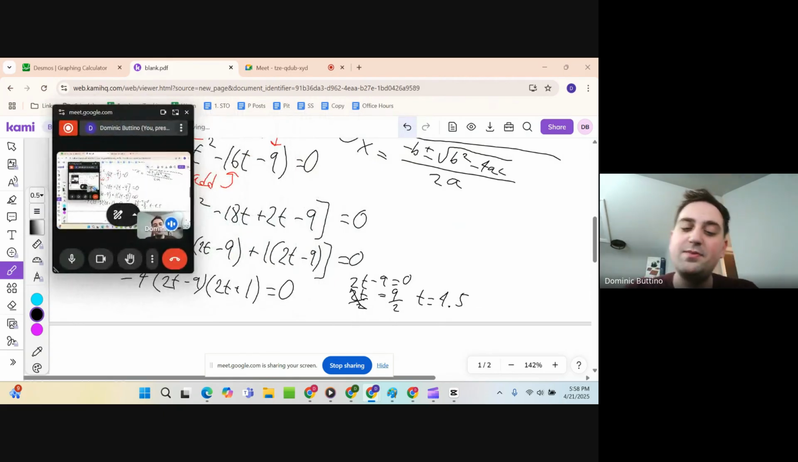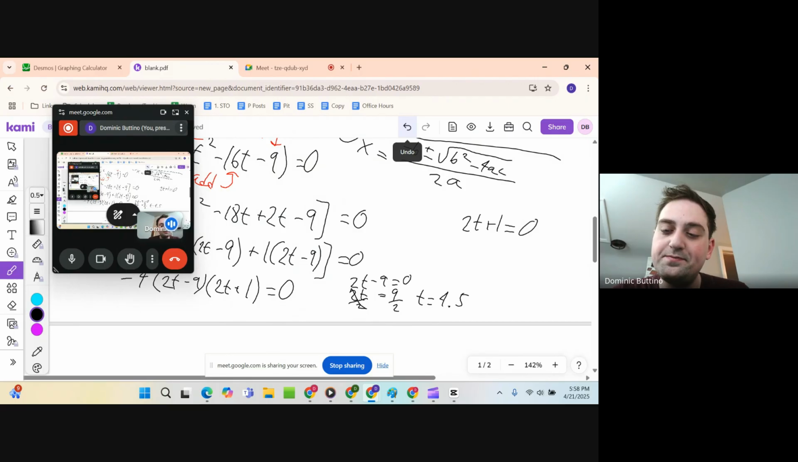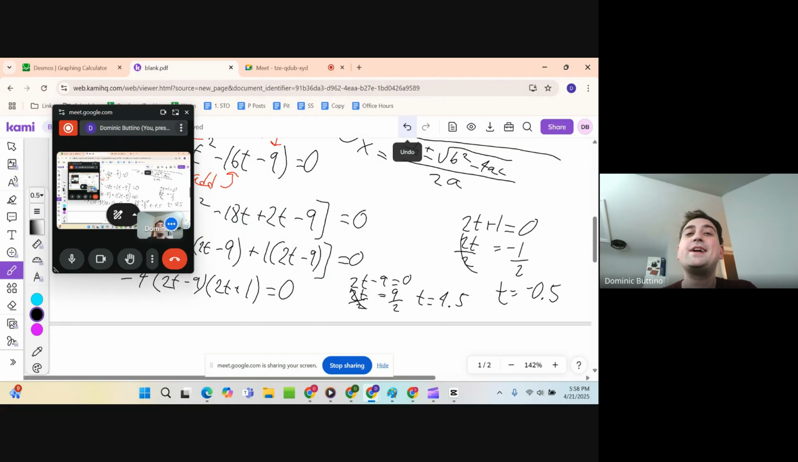We can now do this with our other group. 2t plus 1 equals 0. 2t equals -1, divided by 2, divided by 2. t also equals -0.5. But guess what? What did we say about the domain in the context of this question? We don't care about negative times because our parabola only models after the kickoff.